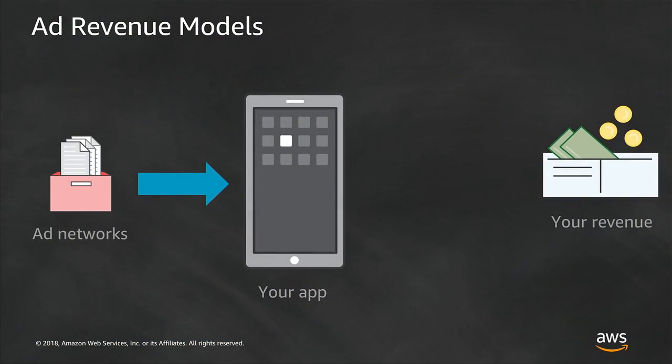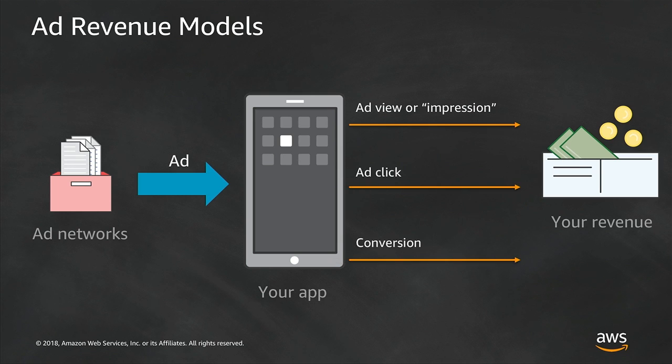So, ad revenue models. We're talking about making money and what that means. Ad networks will pay you and provide these ads so that you can show them to your users. It's very simple. There's the ad placement, then the ad view or impression, and then the ad click and conversion. Those are 3 ways to make money.